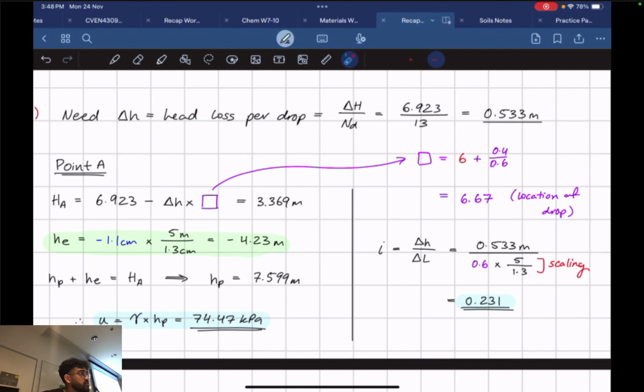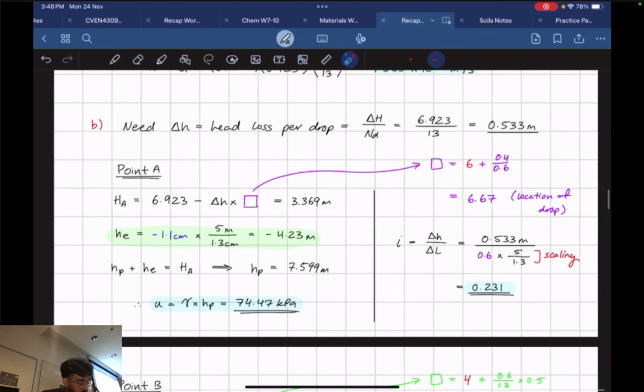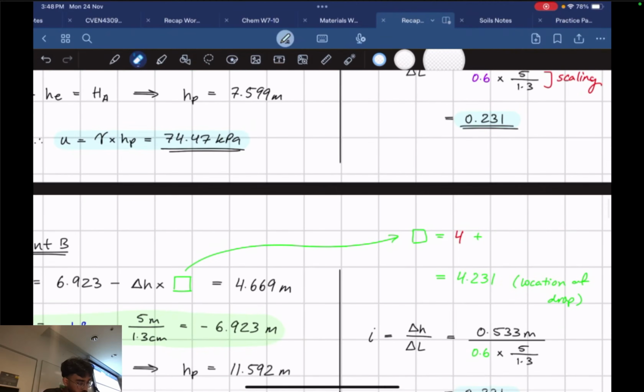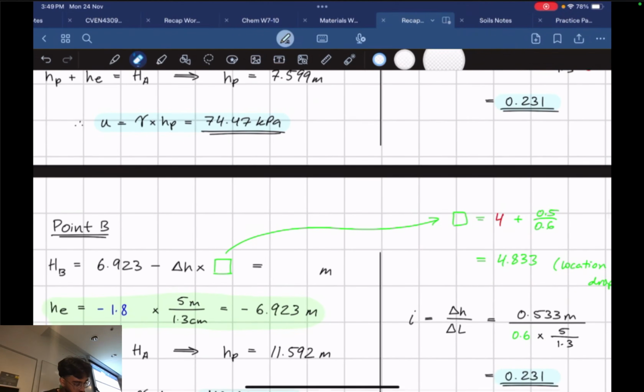Okay, I'm going to try and move on a bit faster because I still have to go through triaxial. I did make another mistake over here, the same thing. I'll try to fix this up. 0.5 over 0.6, which is 4, let me do it in my head, 4.833. So technically this number should be different.